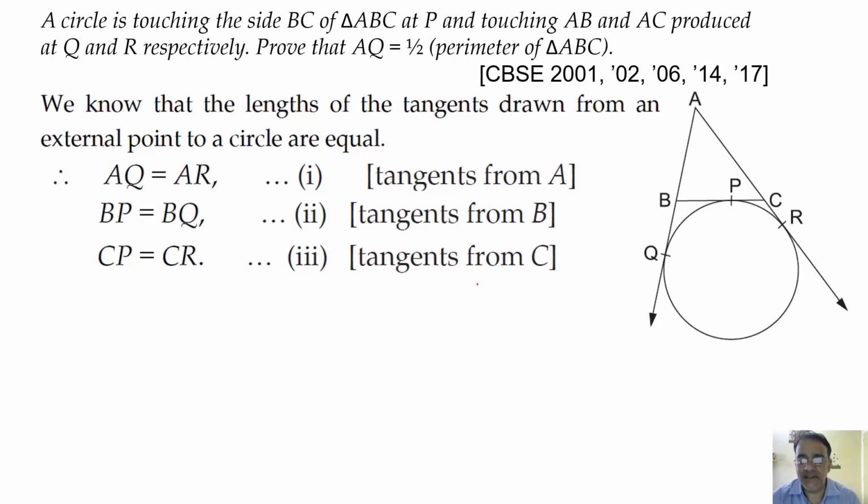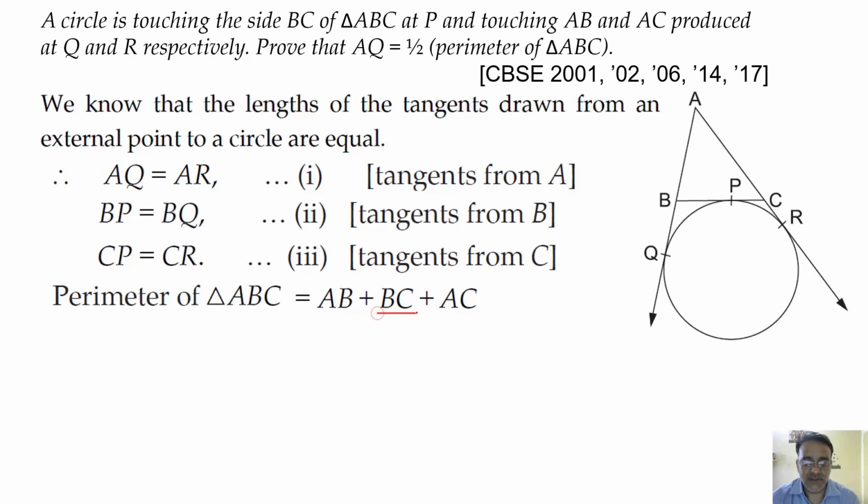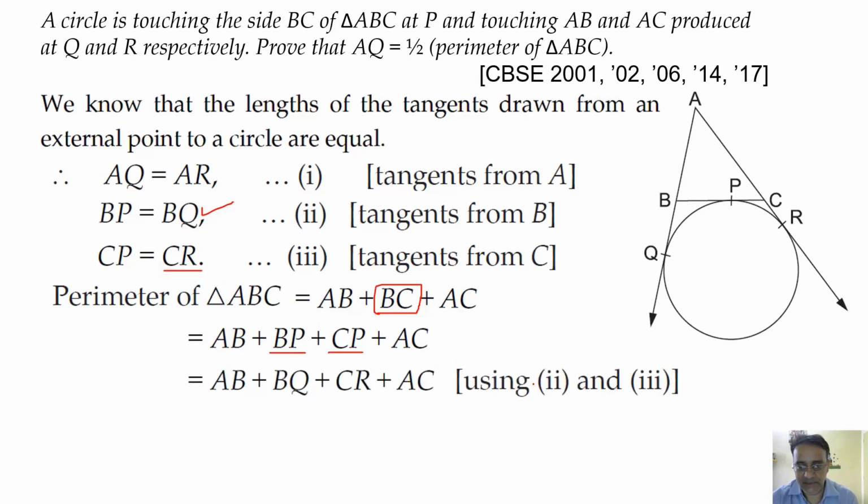What is the perimeter of triangle ABC? AB plus BC plus AC. Very good. Sum of three sides. Right. Now in this we will split BC. How will you split BC? BP plus PC. Okay, very good. BP plus CP. Now BP can be replaced by BQ and CP can be replaced by CR. Okay, so we'll replace using equations number 2 and 3.